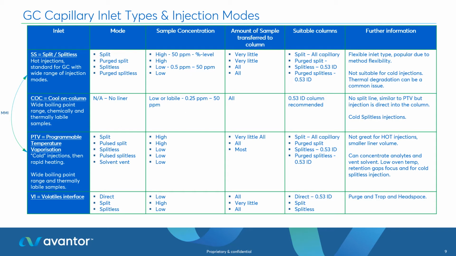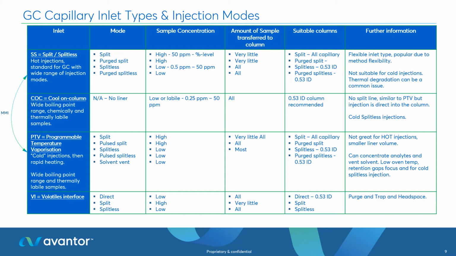In terms of the suitability of these techniques, the splitless injector is not really suitable for cold injections, and some consideration has to be given to the thermal degradation of the sample as it moves into that volatilization chamber. Another approach that is commonly used is cool-on-column.